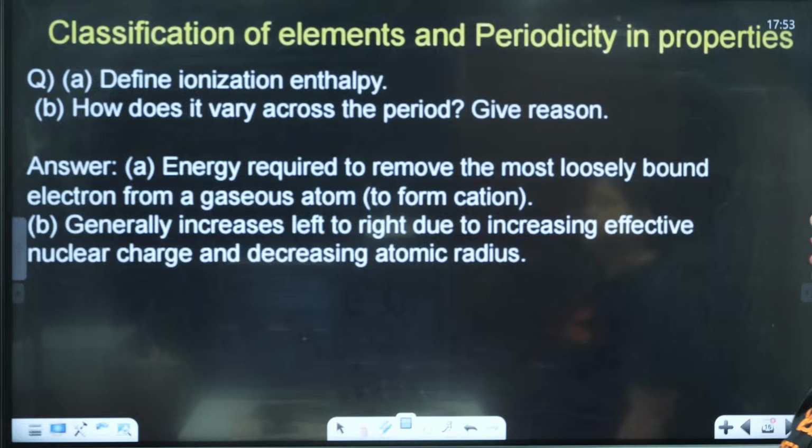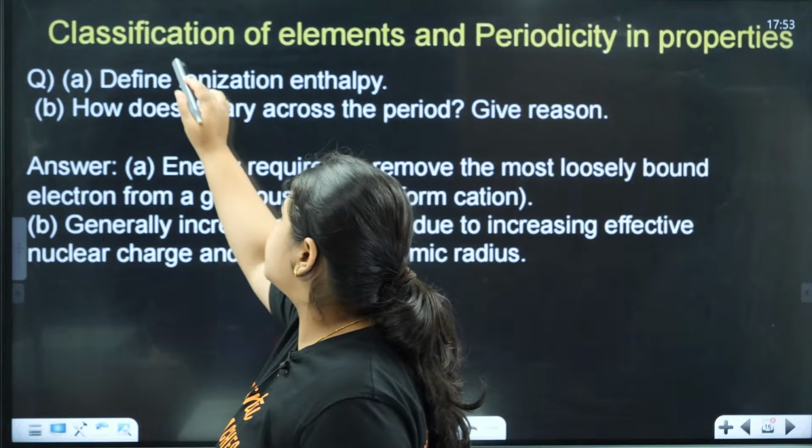Yes. Next question. Define ionization enthalpy. Define the ionization enthalpy.